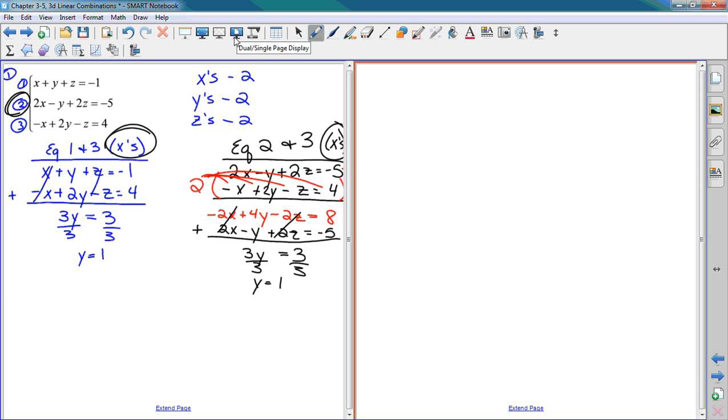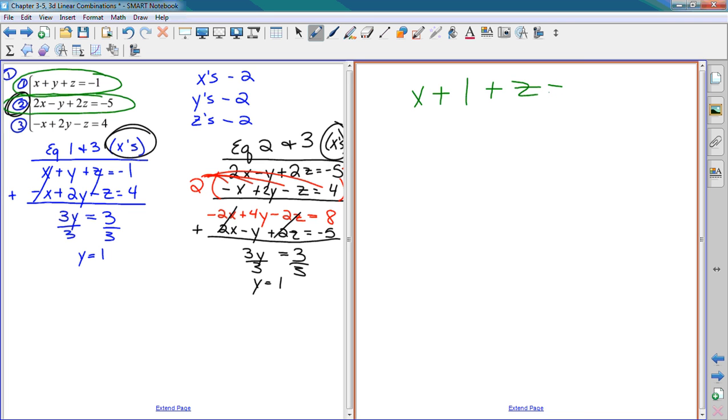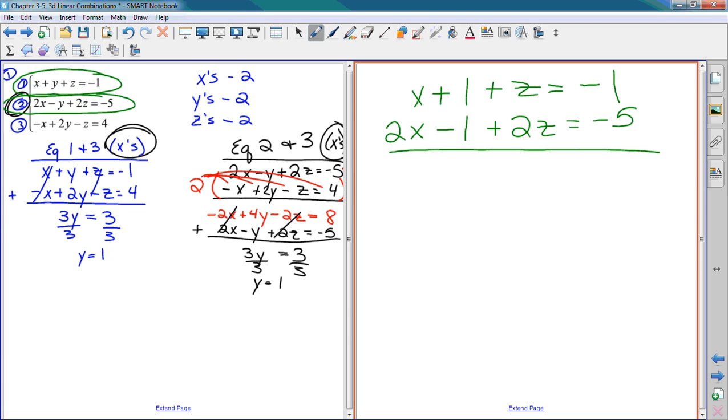So here I am. I'm going to take equations 1 and 2 and plug in 1 for y. So I have x plus 1 plus z equals negative 1. I have 2x minus 1 plus 2z equals negative 5.